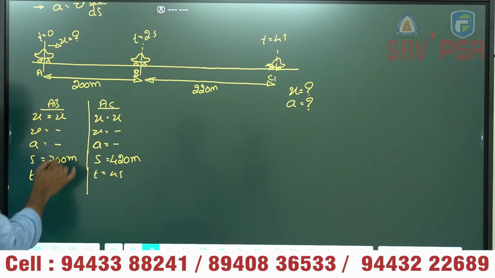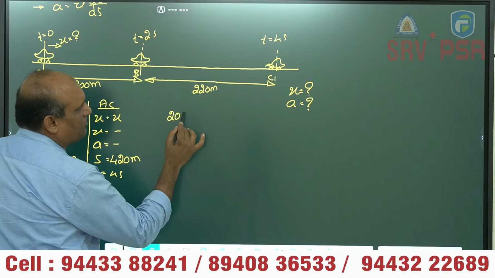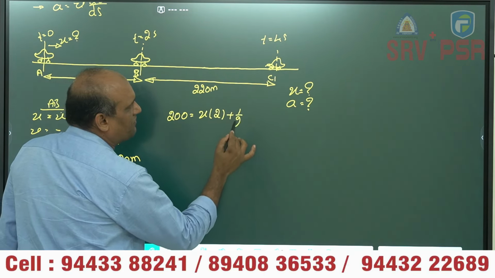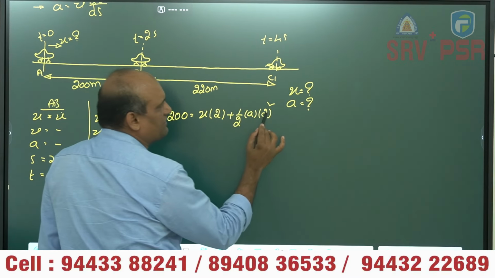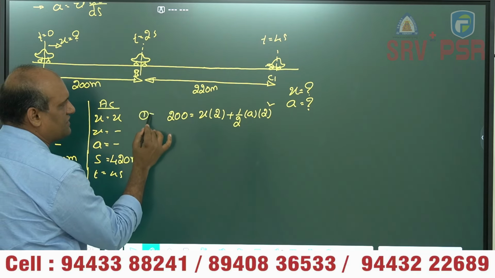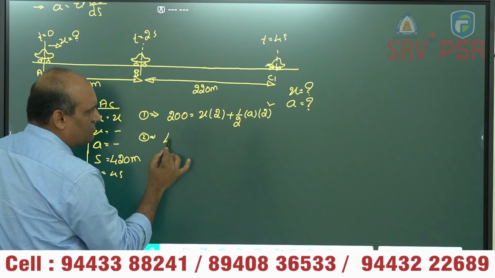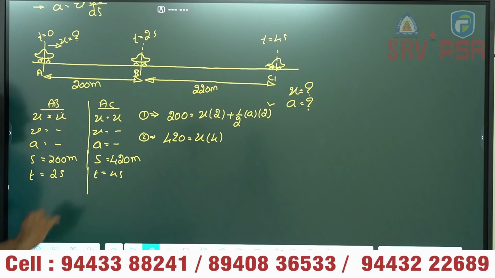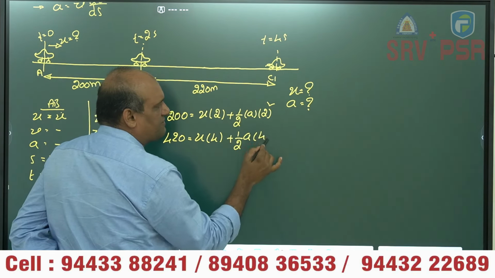So I can use s equal to ut plus half at squared. First: 200 equal to u into 2 plus half a into 2 squared. This is my first equation. And the second equation, I am going to use 420 meters: 420 equal to u into 4, because time is 4 seconds, plus half a into 4 squared.